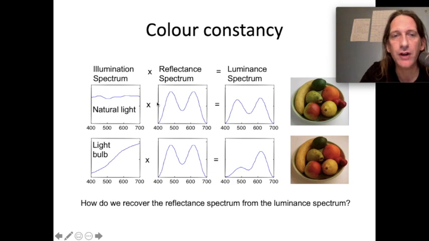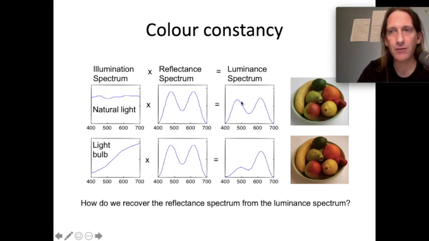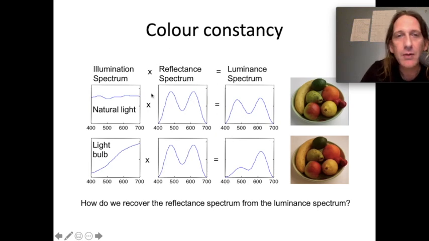And you can see in natural light, this is a very flat function. So what you're seeing in the luminance spectrum is quite an accurate reflection of the reflectance spectrum. Okay. Remember that the object is only capable of reflecting wavelengths it's actually being exposed to. And you can see that here. If you look at the light bulb, it's not emitting many photons at these lower wavelengths. So you have the same reflectance spectrum, but you're going to have a wildly different luminance spectrum.